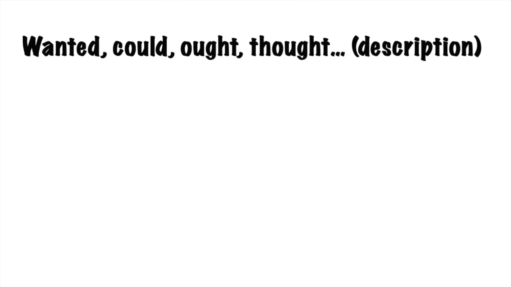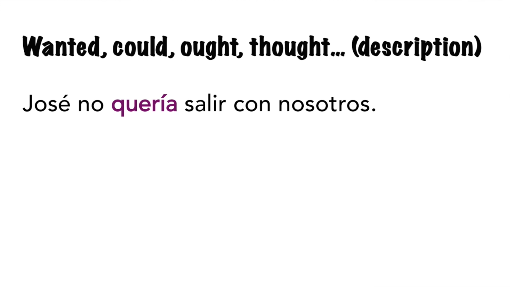Finally, whenever we use modal verbs in the past tense, verbs like want, to be able to, ought, as well as mental processes, think, believe, and so on, we're effectively giving a description of a situation in the past, so we will normally use the imperfect tense with these kinds of verbs. Here are some examples. José no quería salir con nosotros. José didn't want to go out with us.